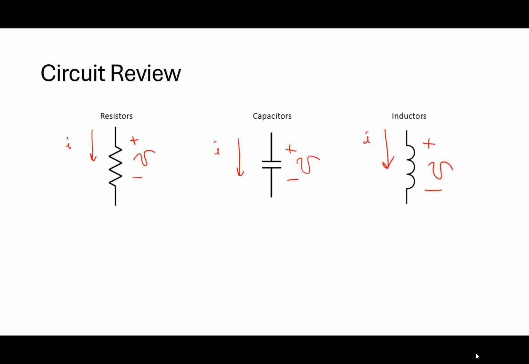All right. So I've got our three favorite devices here. Our three passive devices that we use all the time, right? Resistors, capacitors, inductors. All right.